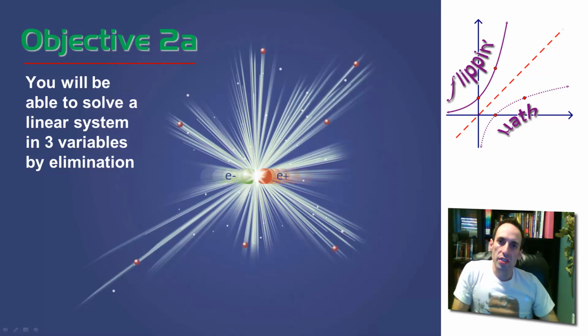All right, so for our second objective here, what we're doing is solving a linear system of equations with three variables by elimination. The next one's going to be by substitution. Let's do some elimination. We've talked about this picture before as being matter and antimatter coming together, annihilating each other, where things are the exact opposite. And that, of course, is what you do with elimination, whether it's two variables or three variables.